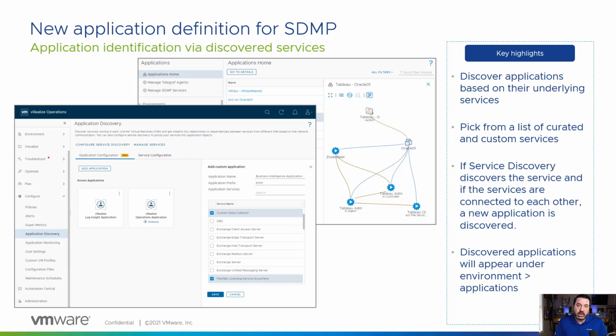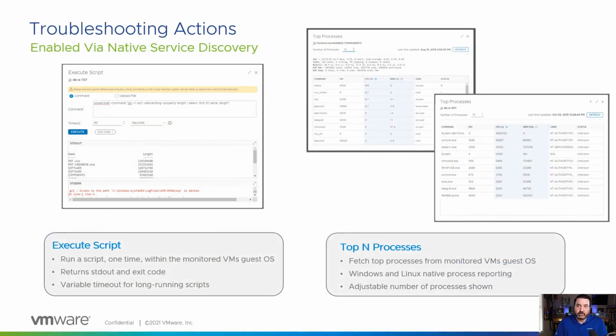So this is kind of great. Now we can identify, okay, this group of services is this application. And I can even go into the application and see the services that are running. And I can even see who is talking to what, what services are connected to what, within here as well. So that's kind of a cool new feature that we've got in vRealize Operations 8.6.